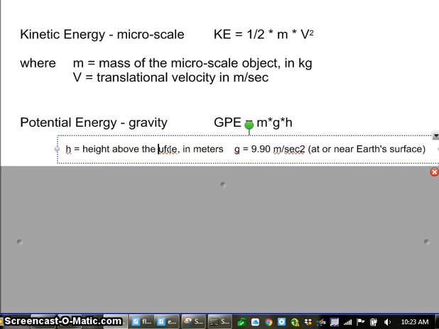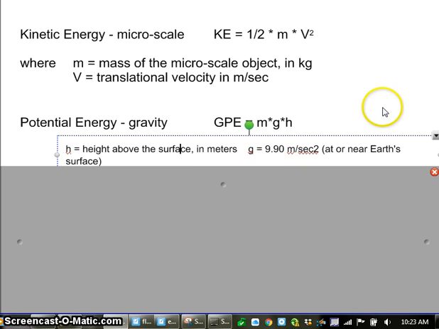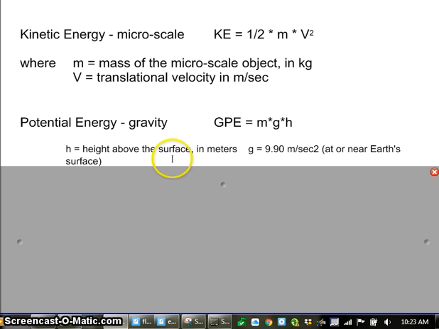So just adding in some thoughts here about gravitational potential energy. The h is the height above the surface in meters, and g is, a little typo there, 9.80 meters per second squared. That's at or near the Earth's surface. So we're assuming that this is on the planet Earth. Okay. Elsewhere in the universe, in the solar system, the value of g would be different depending upon the local gravitational influence.